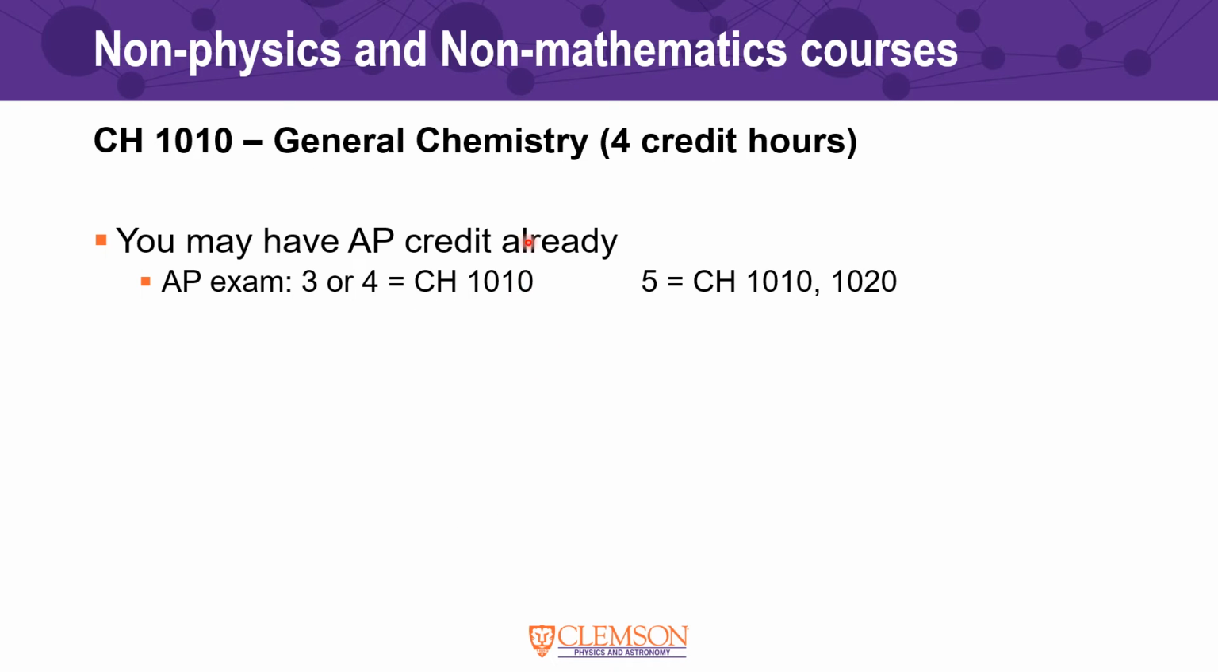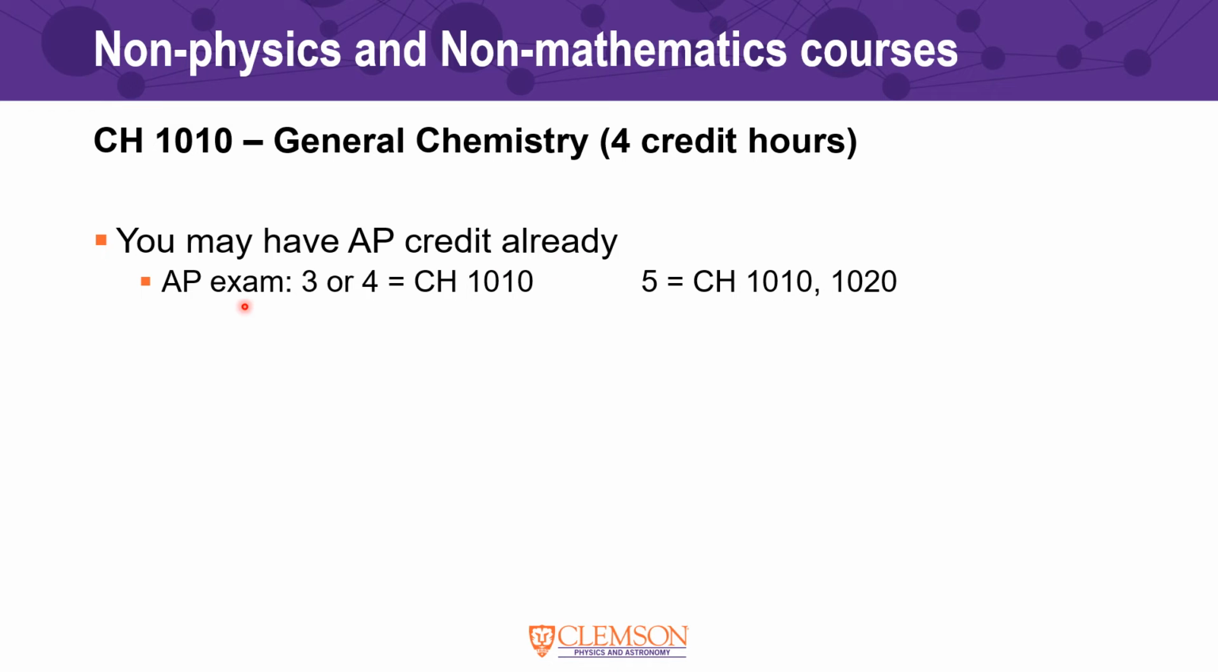Now, the non-physics and non-mathematics courses, the first of those is the general chemistry, which I mentioned. We have the one required chemistry class, which is a 4 credit hour class. It's 4 credits because there's a 3 credit hour lecture and a 1 credit hour lab. You may have already AP credit for this.